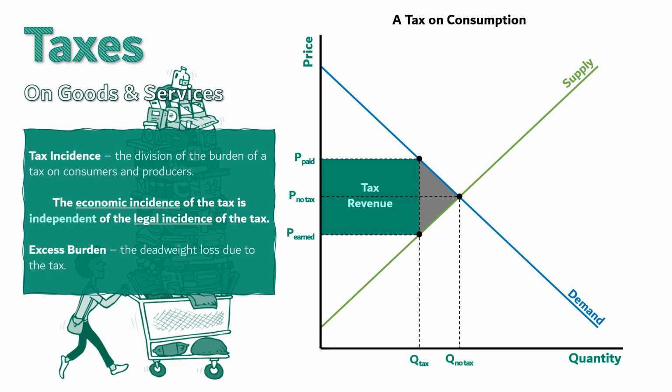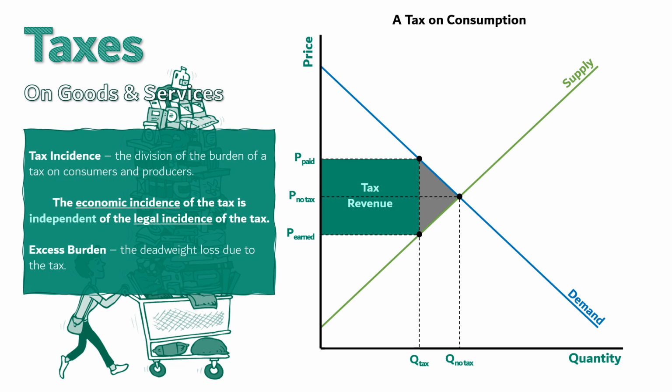The economic incidence of the tax, which is who ends up actually paying the tax, is independent of the legal incidence of the tax, which is who the law says must pay it. Markets will spread that burden between consumers and producers through adjustments in the market price.